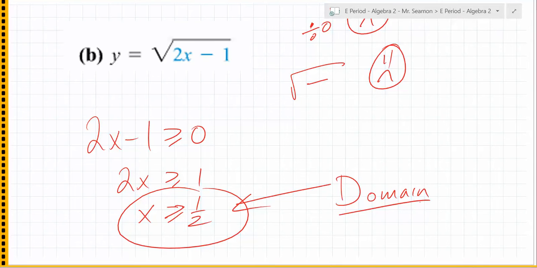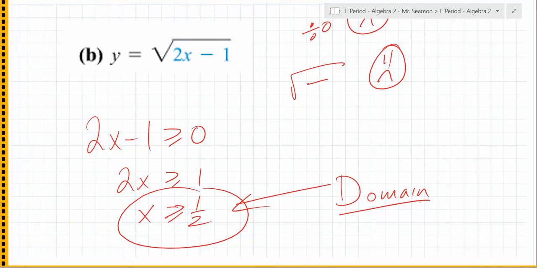You're not getting rid of it. You're saying for this to be evaluatable, for you to be able to evaluate this, this has to be positive. You're saying for this to be a legal operation, this has to be true. For this to be true, that has to be true.